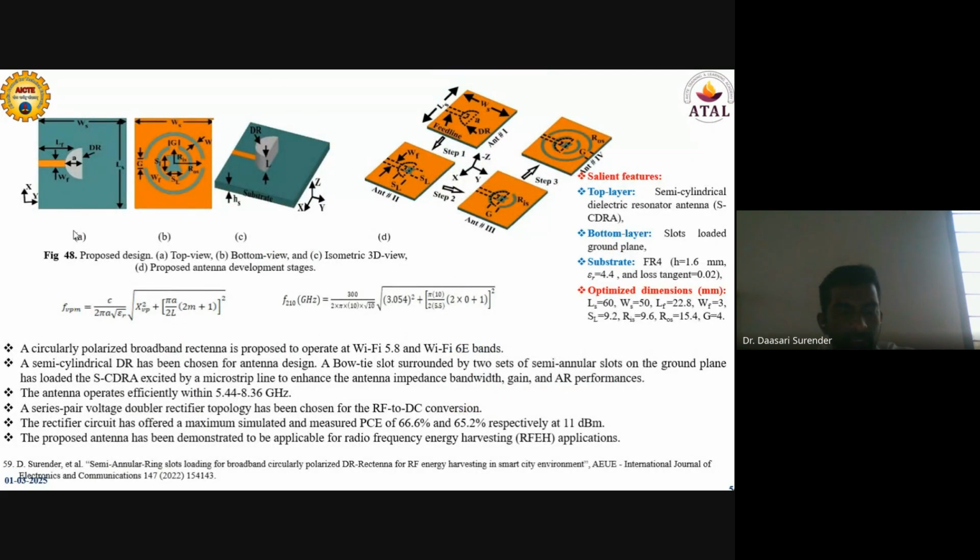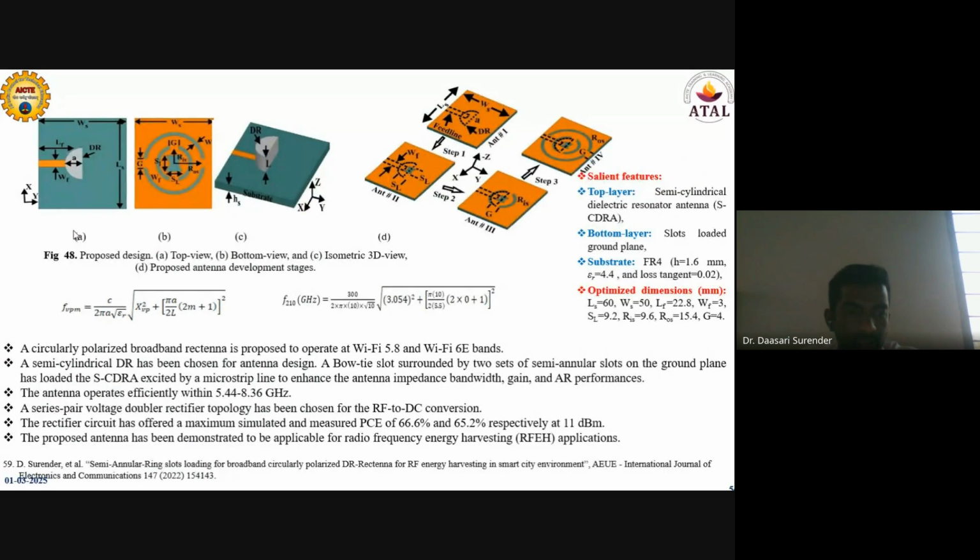In the first case, a sectoring approach was used for compactness, for reducing the overall size of the antenna. Here different approaches and a step-by-step mechanism to implement the proposed antenna is presented.